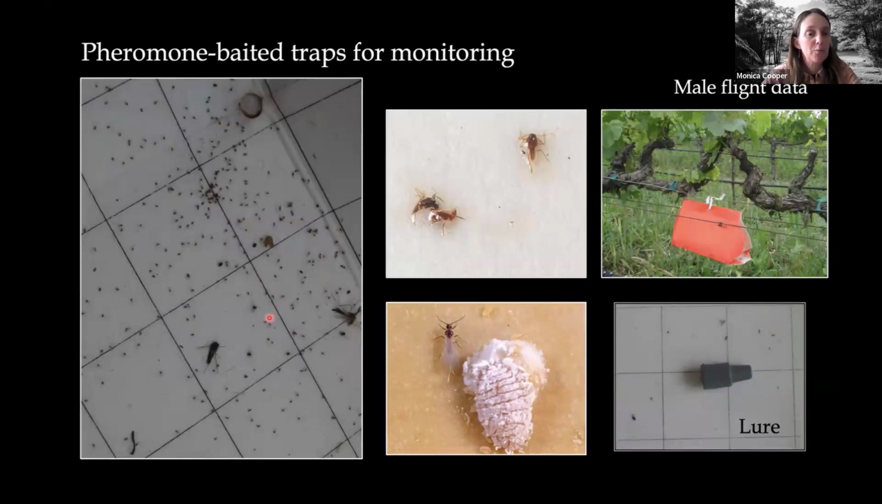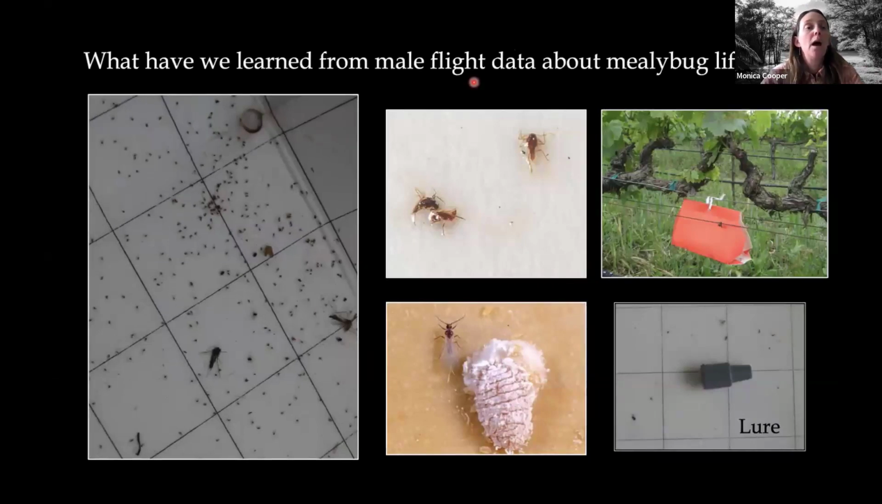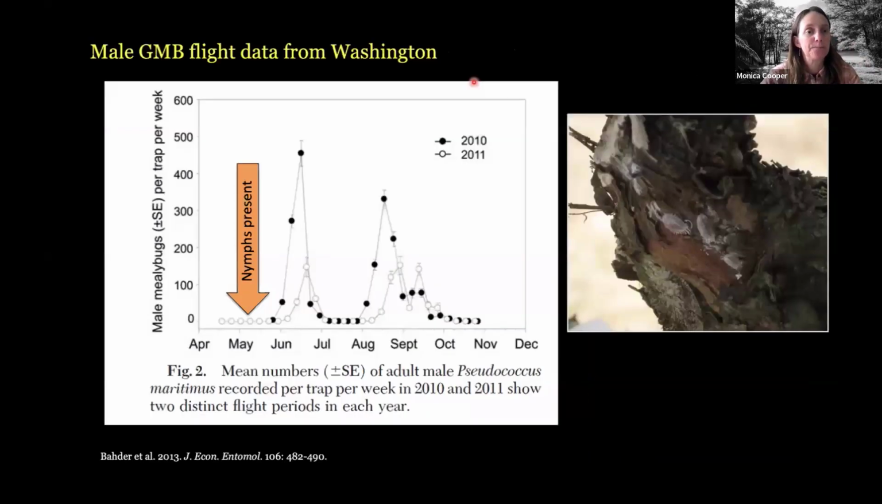You bring the trap back into the lab to read it, look for males, and magically you have males caught in the traps, and so you can follow the phenology of this insect. So the next part of the talk, I'll talk about what we've learned about male flight data, and how we can use the information that we gain from those traps to make management decisions.